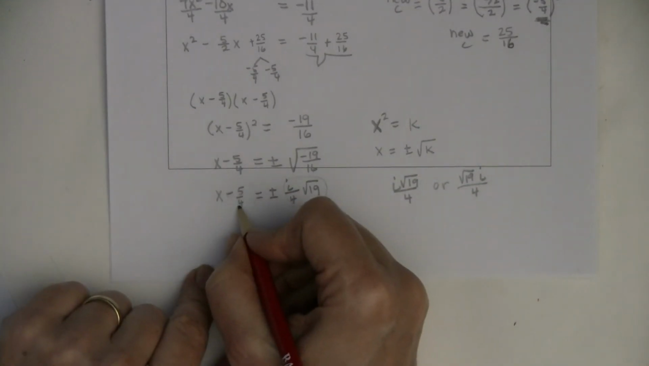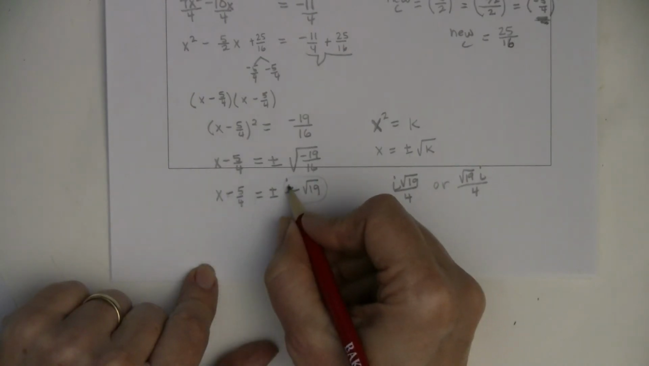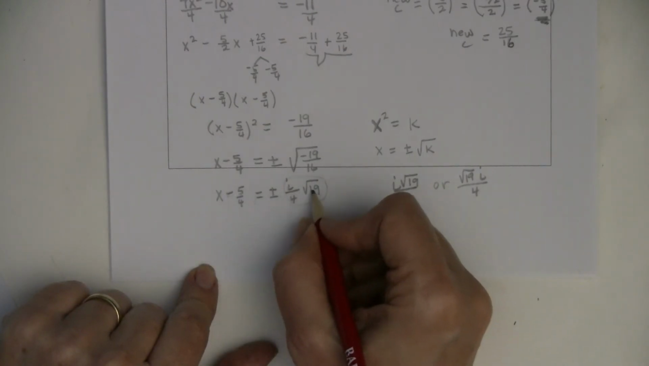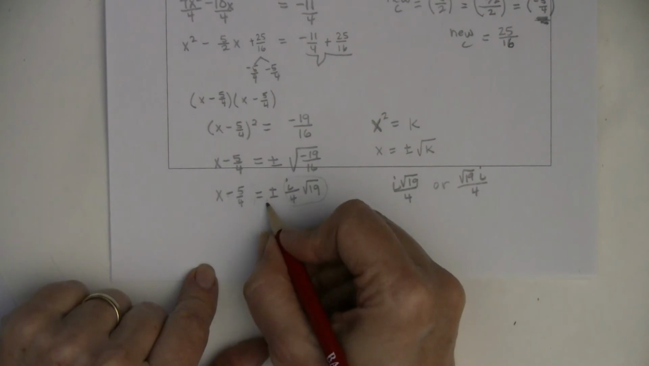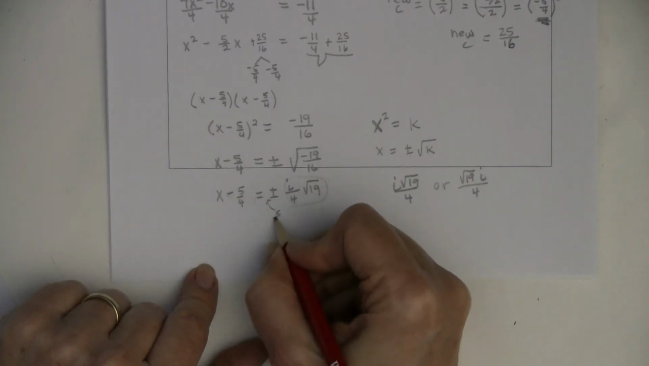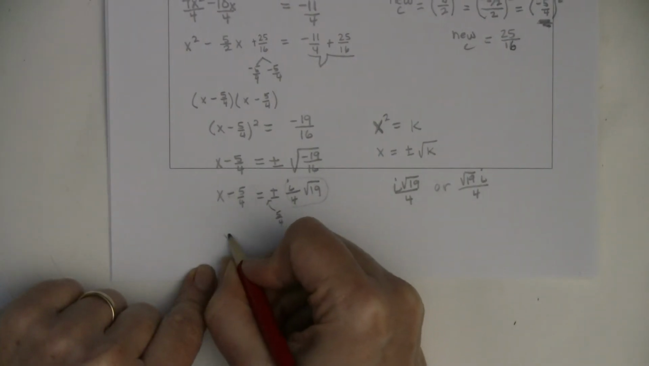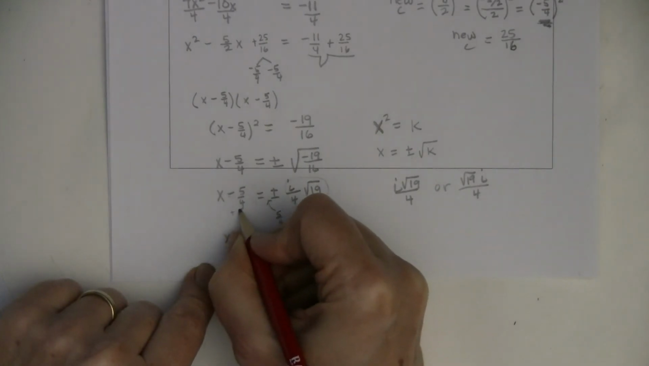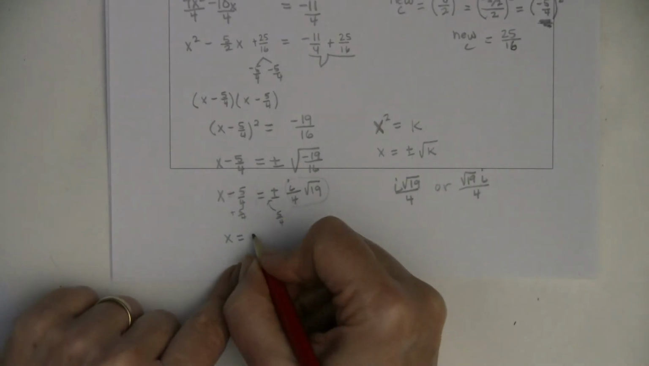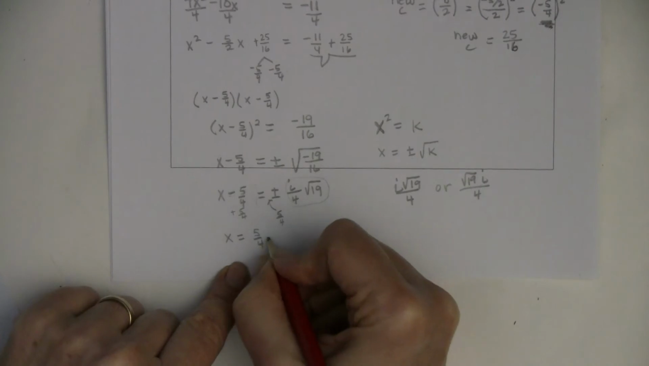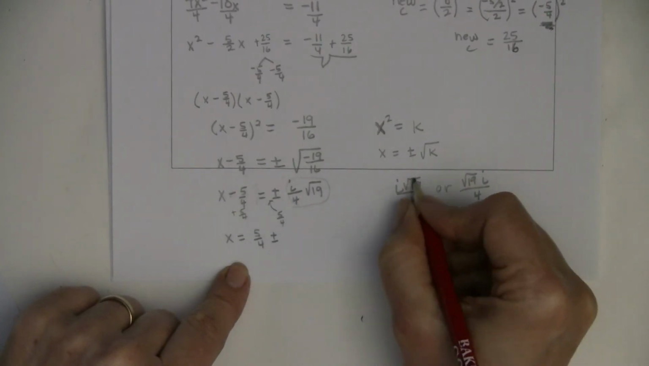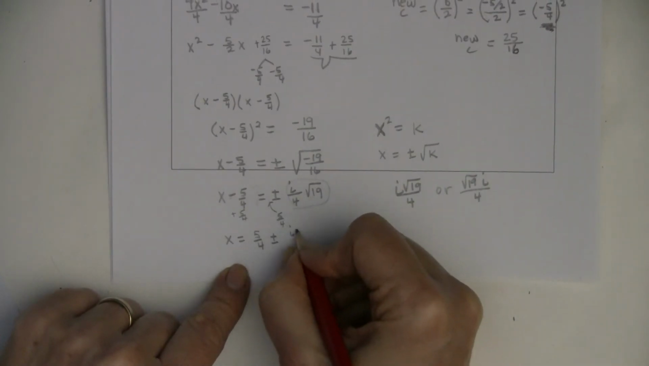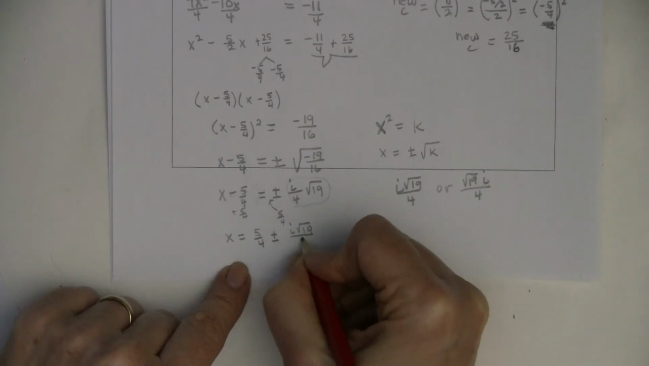I'm going to add 5 over 4. 5 over 4 is not like terms though with the i or the square root of 19, so it's just going to go right here in the front, 5 over 4. So this is going to be x, I'm going to add it here too, right? It's going to go over there. So I'm going to have 5 over 4 plus or minus, and I'm going to write it like this, i square root of 19 over 4.